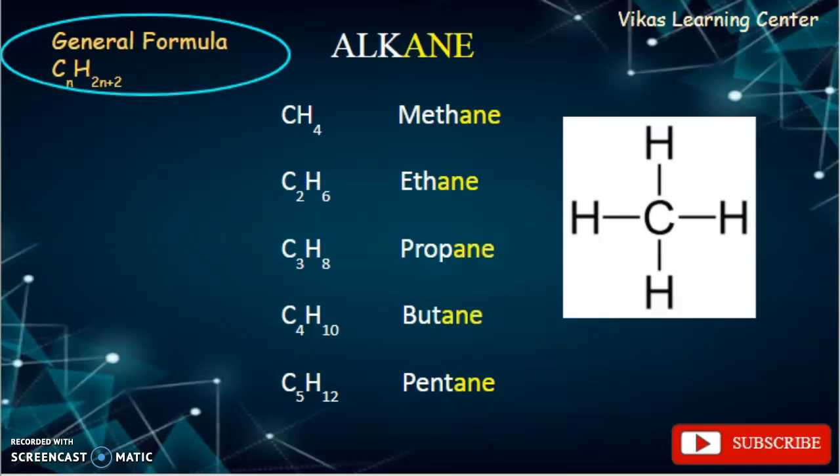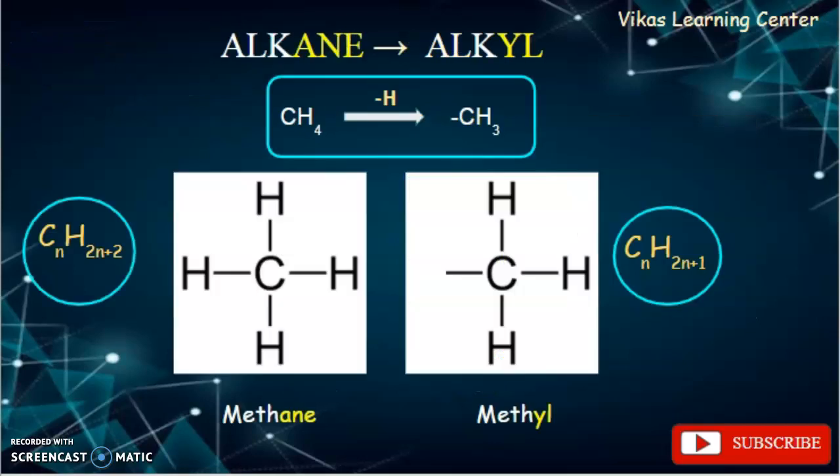But have you wondered what is going to happen if you remove one hydrogen atom from any of these alkanes? Well, if a hydrogen atom is removed from any of the alkanes, it gets converted to the alkyl group. Considering the example of methane here, this carbon atom is linked to 4 different hydrogen atoms. So on removal of one hydrogen atom from this methane, this place gets vacant.